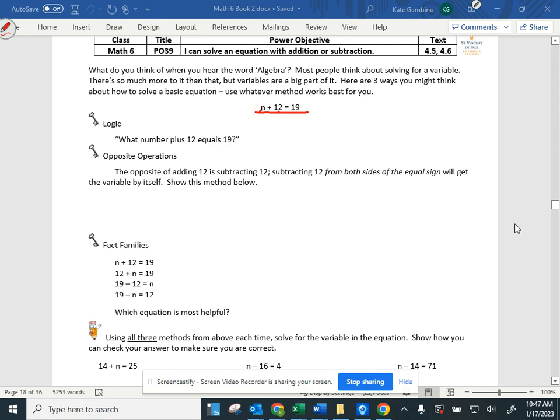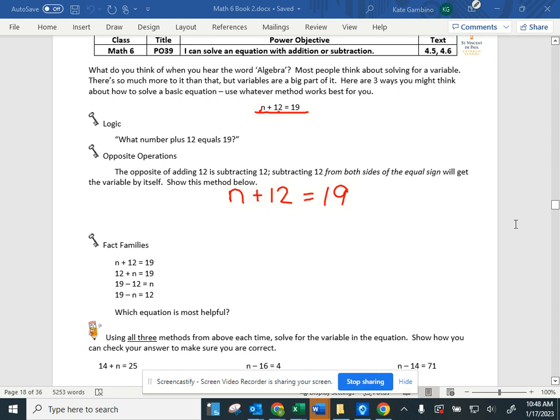Opposite operations, and we've worked with opposite operations. So the opposite of adding 12 is subtracting 12. Subtracting 12 from both sides of the equal sign will get the variable by itself. So this is what that looks like. N plus 12 equals 19. We want to get the n alone. This is the higher level math. Up here, it was a simple math. We could say, okay, 7 plus 12 equals 19. Got it. I know that way. Okay, that's the simple, easy math.